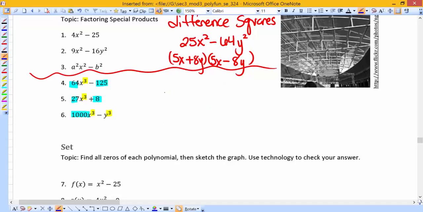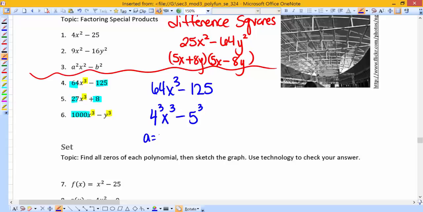So let's start very simple. Well, actually, let's just do number 4 together. So 64x cubed minus 125. That's the difference of cubes. 64 is 4 cubed, and x is already cubed. 125 is 5 cubed. So you need to write them all as cubes first. That's an absolute must. You have to write them as cubes. So your a is 4x, and your b is 5.